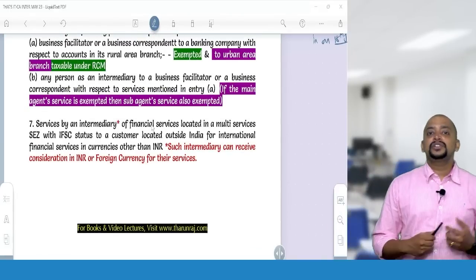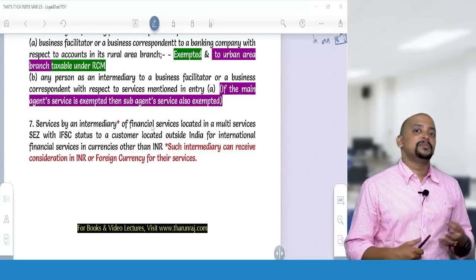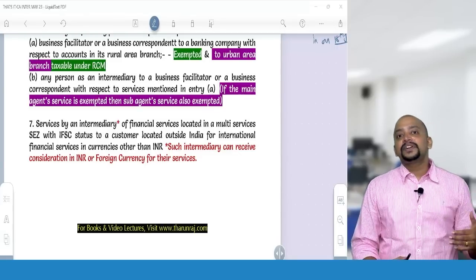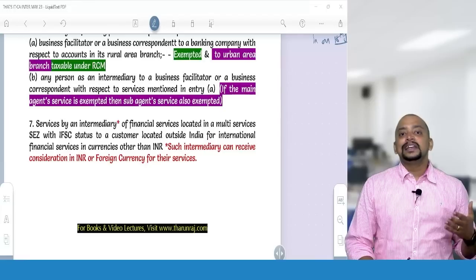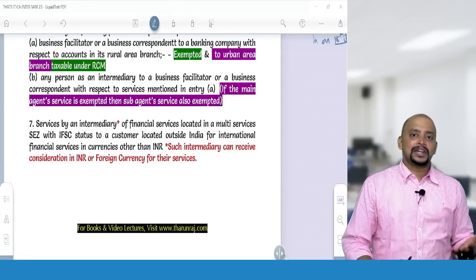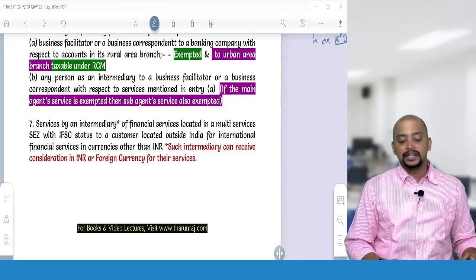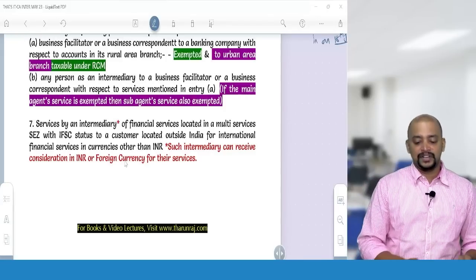So there is a financial service intermediary who is located in a multi-service SEZ. They are providing services to their clients outside India and in relation to currency other than foreign currency. Whatever commission that they are earning will be exempted, that is the 7th point.